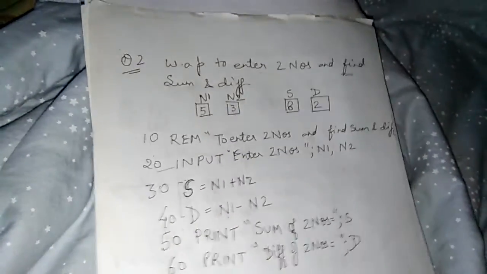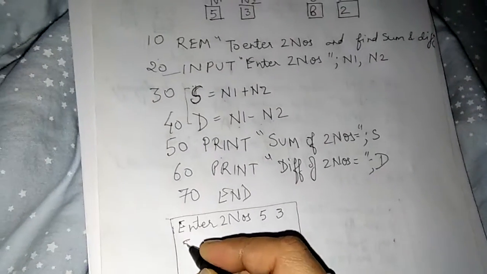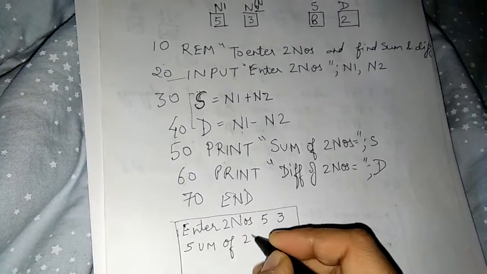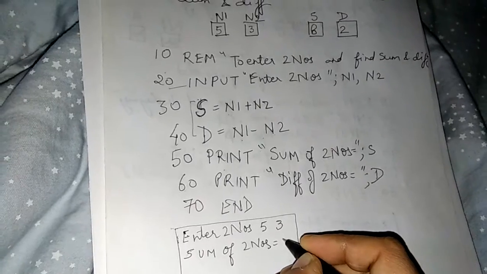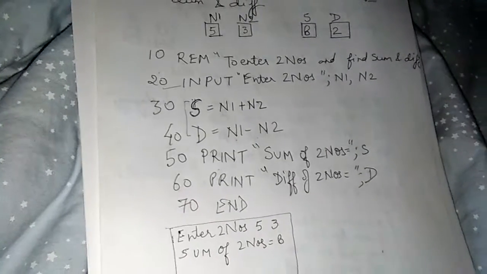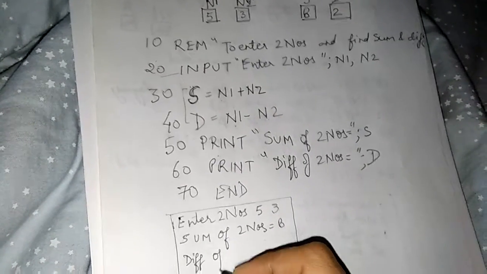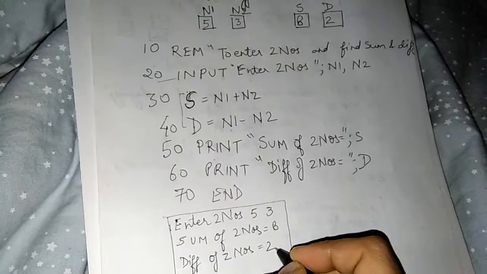Sequential execution is done in a program. Then the results will be printed. Sum of two numbers equal to s is 8. Difference of two numbers is 2. d is 2. This will be the output.